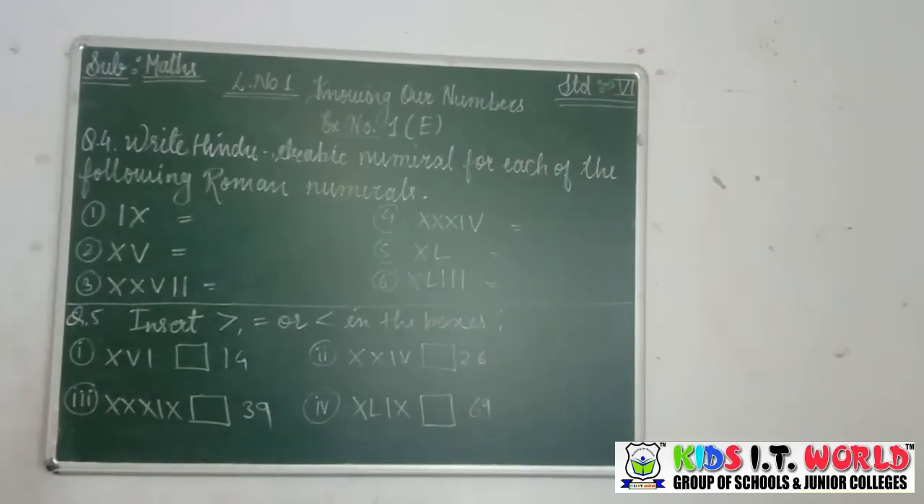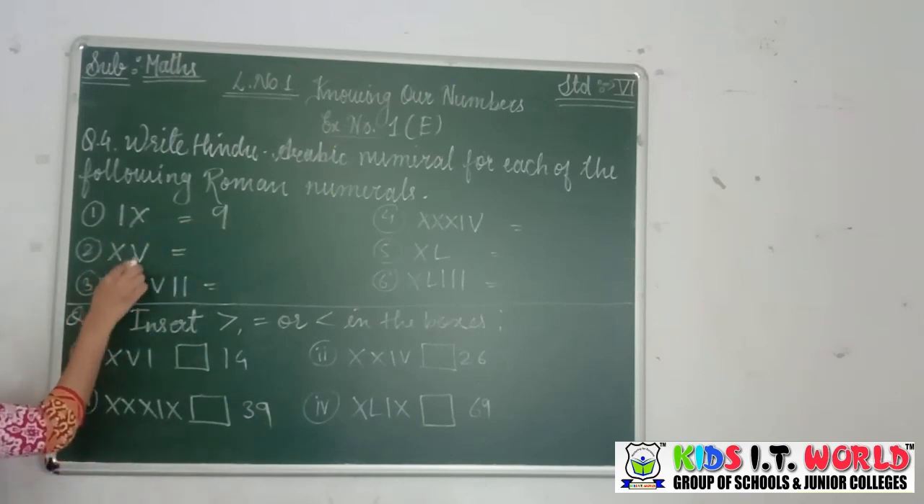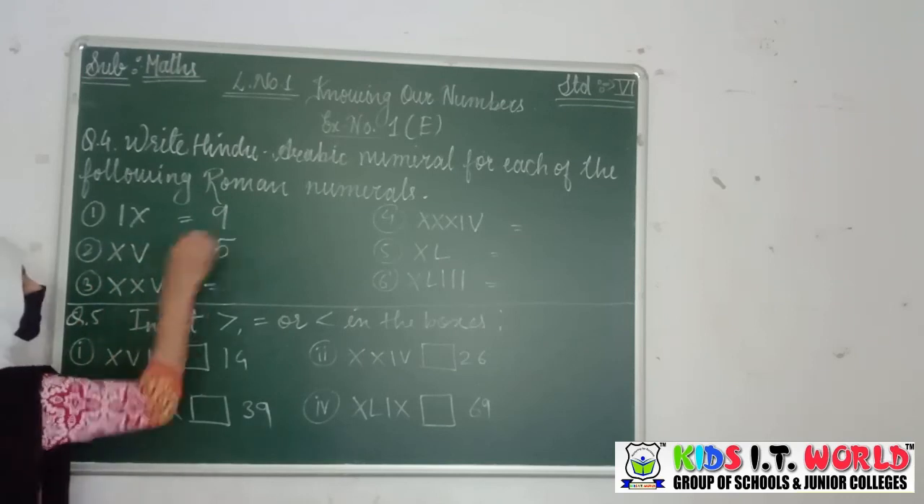Now here, in question number 4, you have to convert the Roman numerals into Hindu-Arabic numerals. Means in the previous question they gave you the Hindu-Arabic numeral form and you had to convert it into Roman numbers. Now here the Roman form is given to you and you have to convert it into the Hindu-Arabic form. Now you know in the Roman numbers I, V, X, L, M, D, what is the value of each alphabet. So here we know I stands for 1, X for 10 and V for 5. So 10 plus 5 it is 15.